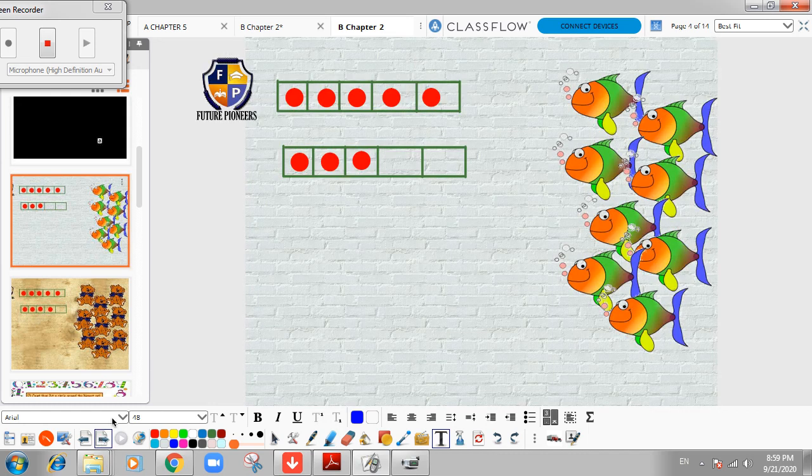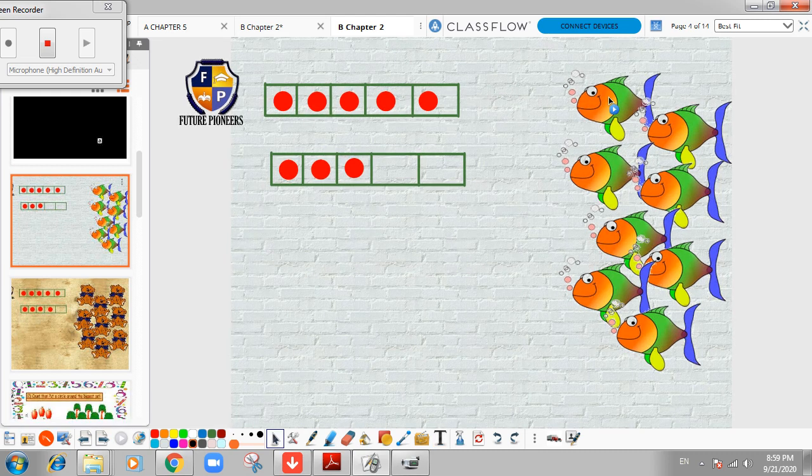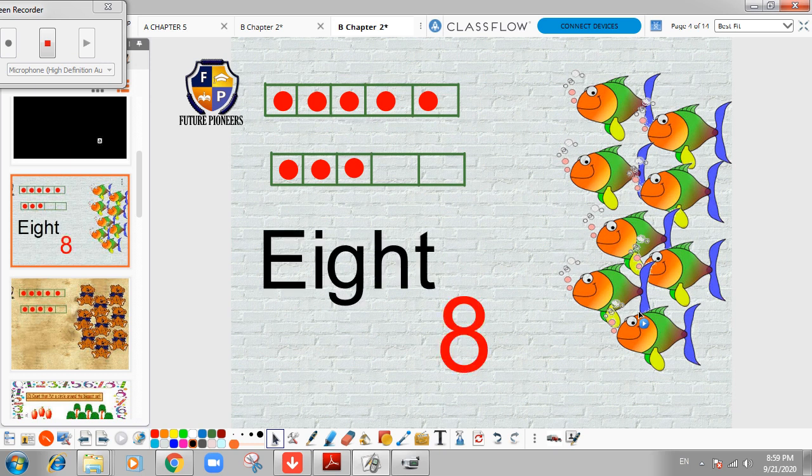Okay, what can you see in this picture? You can see a lot of fish. How many fish here I have? 1, 2, 3, 4, 5, 6, 7, 8. I have 8 fish. How can I write 8 in letters? E-I-G-H-T, 8. Here I have 8 fish.